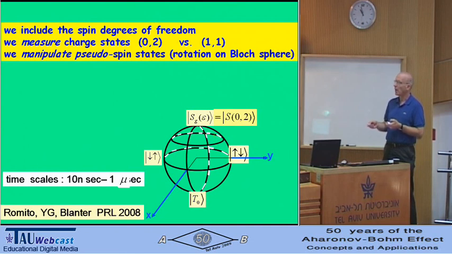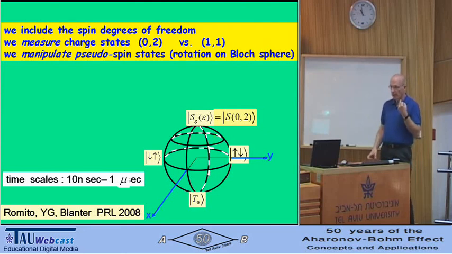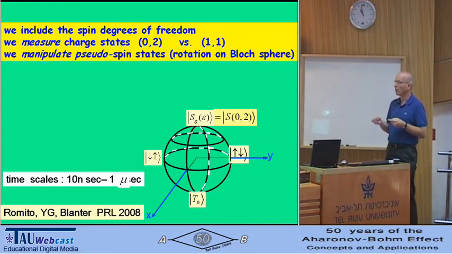Secondly, we introduced the spin degrees of freedom. What we can actually measure with our quantum point contact are charge states. The quantum point contact is sensitive to charge, whether it's (0,2) or (1,1). What we actually control or play with are the two states, triplet and singlet, which form some pseudo spin states. So this is a Bloch sphere of a pseudo spin.